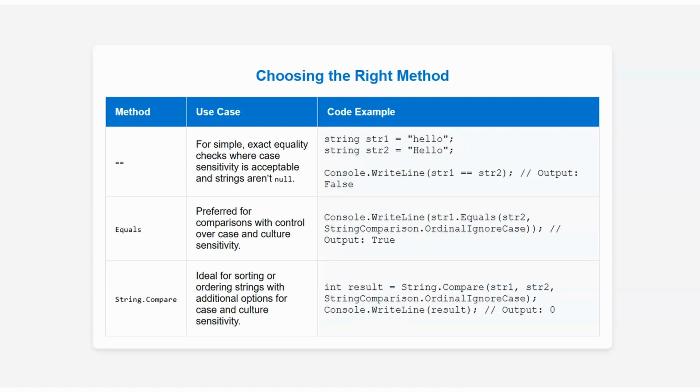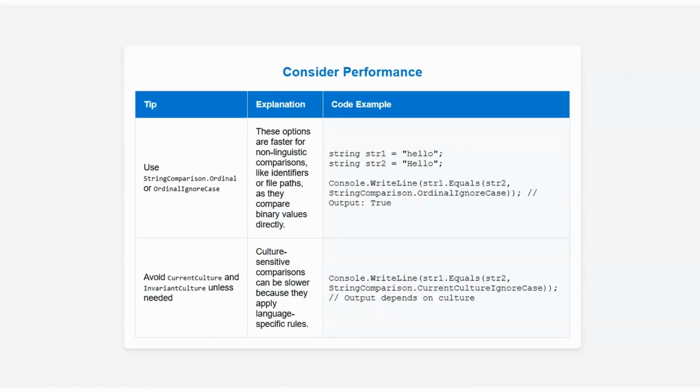Now let's quickly summarize the 3 methods that we can use in C# to compare strings. First, choosing the right method. For simple exact equality checks, you can use the equality operator, and you can use the Equals method when you compare strings and you want to have more control over the case sensitivity and the culture, and you can use String.Compare, which is actually ideal for sorting or ordering strings with additional options as well.